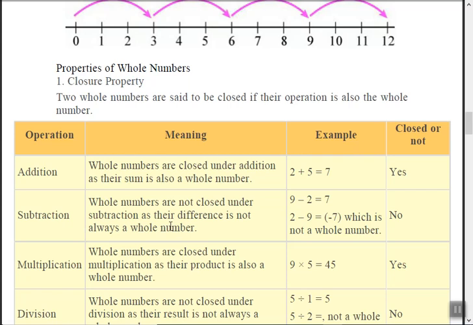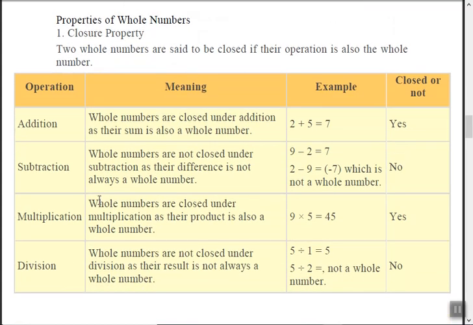Okay. Why not? See here, 9 minus 2 is 7, a whole number, it's okay. But 2 minus 9 is minus 7. So is this a whole number? No. So that's why they are not closed. Multiplication, yes, they are closed. Whole numbers are always closed under multiplication as the product is a whole number. You multiply any two whole numbers, the product will be a whole number. Even 0 into 5 is 0. So 0 is a whole number.